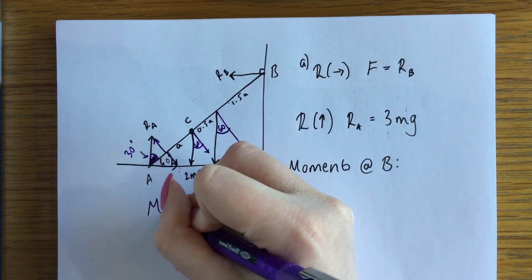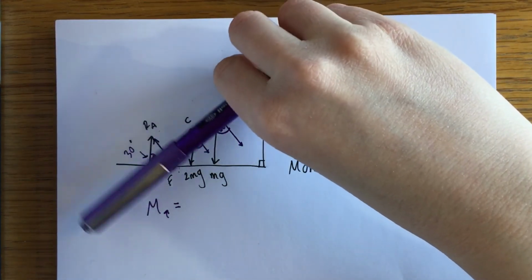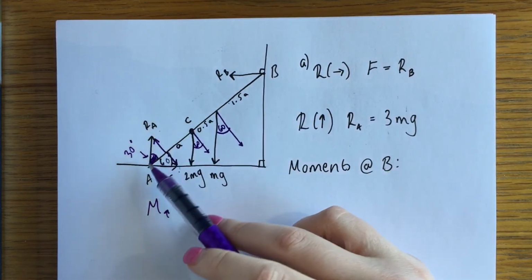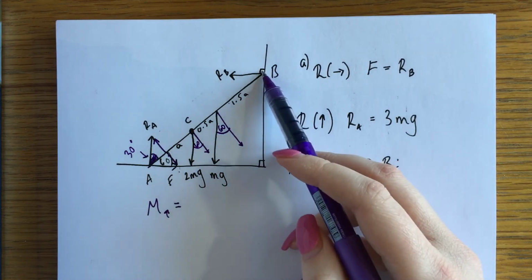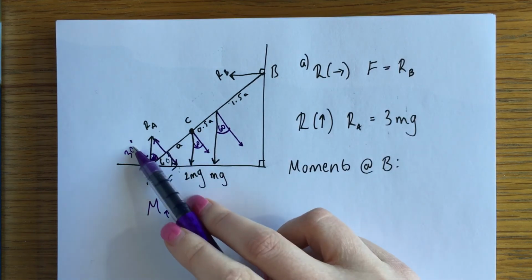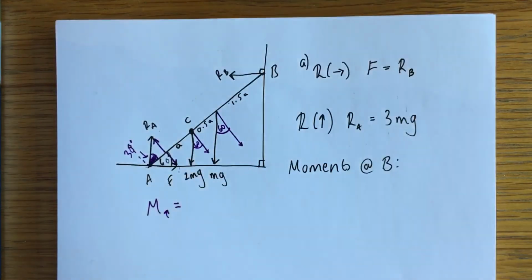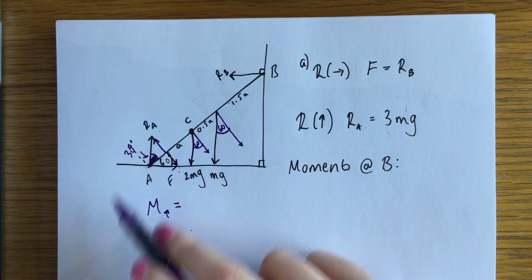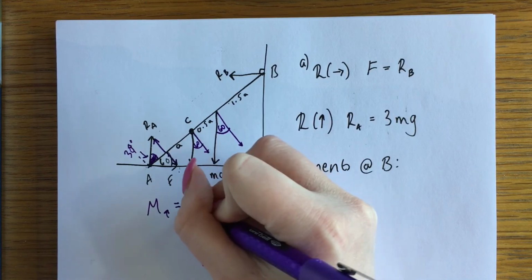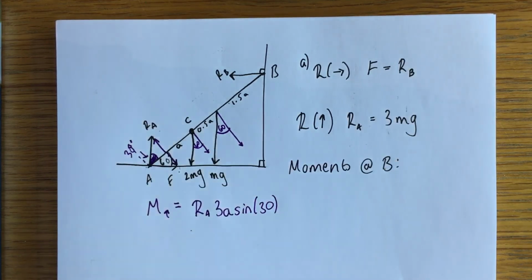So I need to do my clockwise moments. So B, what's going to make it go clockwise? And that's the moment going in that direction. So this normal reaction is a distance of 3a away, even though I've drawn my perpendicular here, because I could have drawn it there and it'd be the same, okay? So that might be why this one is slightly different. So it's 3a lots of the normal reaction sine 30.